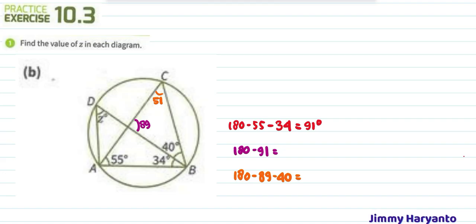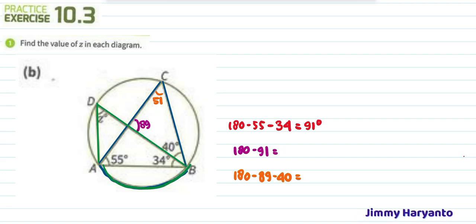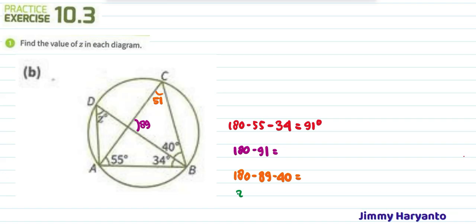And then I want you to take a look at this circumference angle. This is a circumference angle facing AB, and this one is also a circumference angle facing AB. That means the angles must be the same, so the Z equals 51.